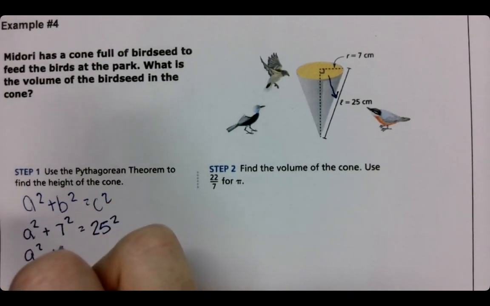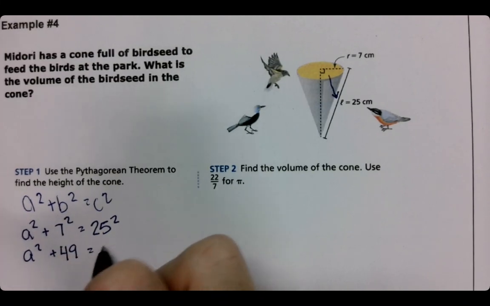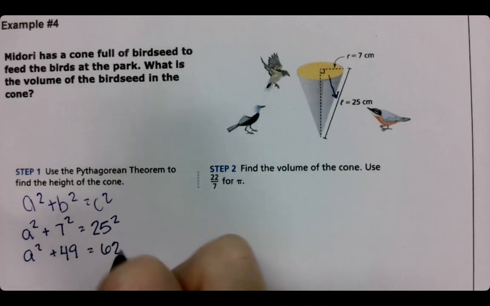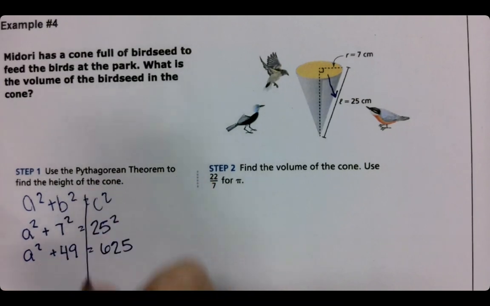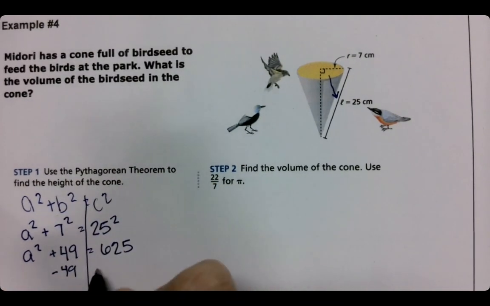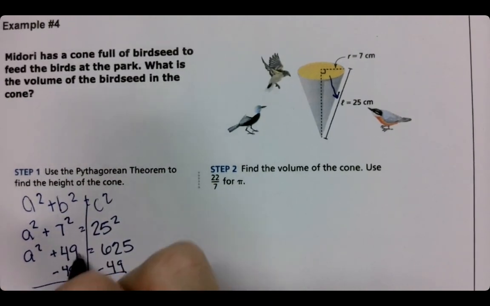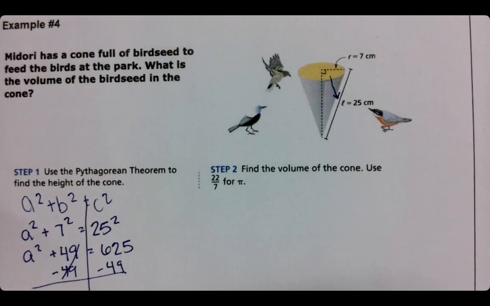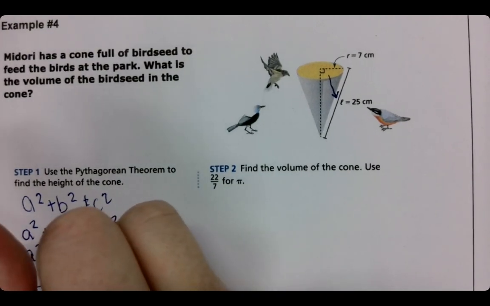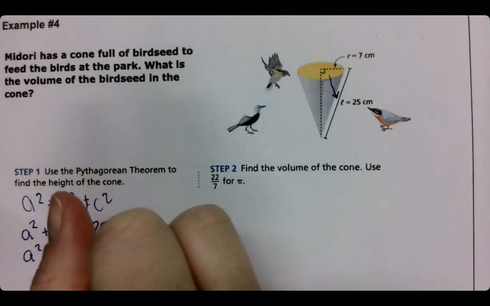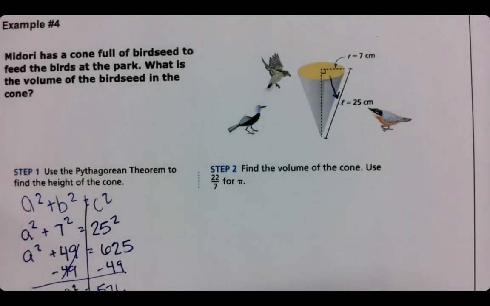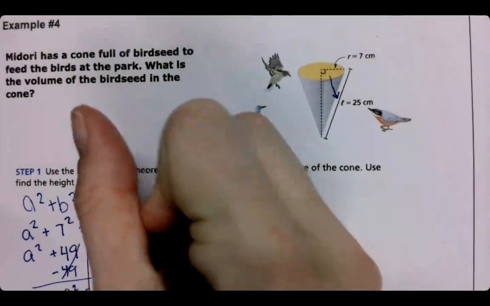7 squared is 49. 25 squared is 625. Minus 49 on both sides, and that's 576. The square root of 576 is 24.